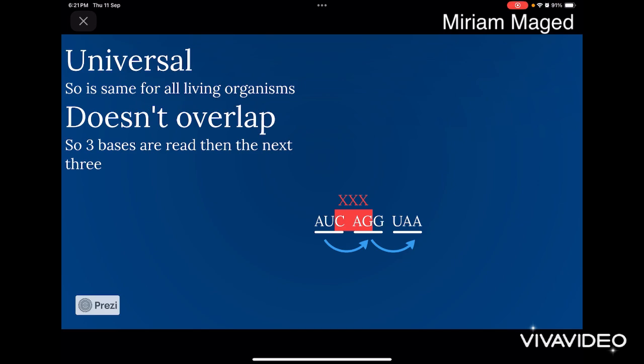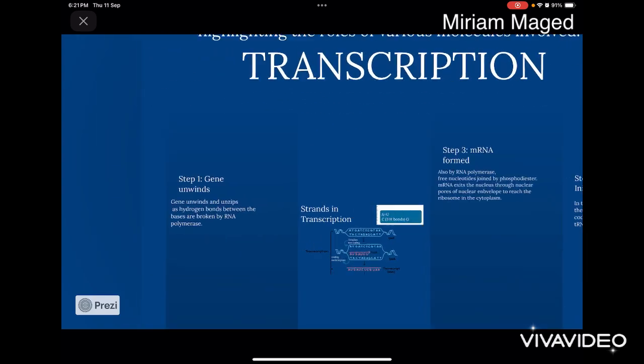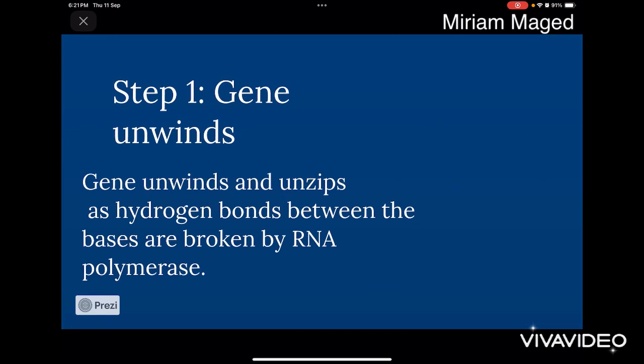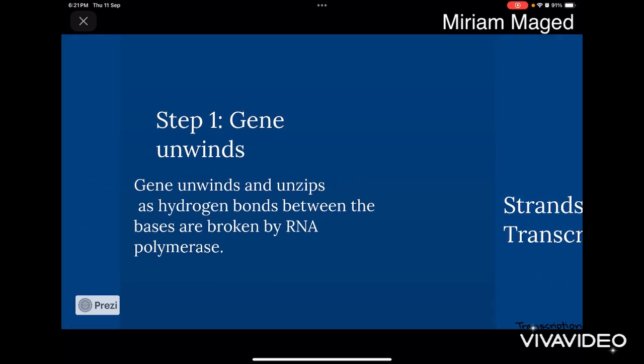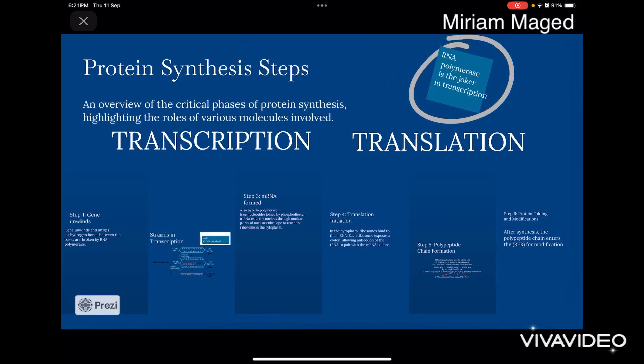It's not like this way, as I highlighted in red, where in the first step in transcription, gene unwinds. The gene unwinds where the hydrogen bonds are broken by RNA polymerase. And let's go back to see that RNA polymerase is the joker, meaning that it does everything in transcription.